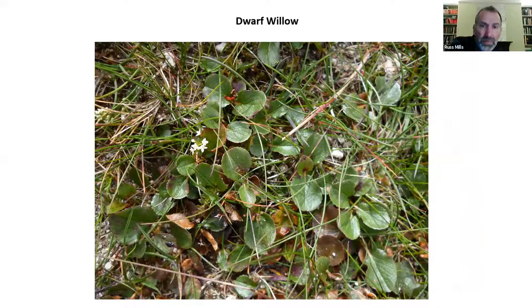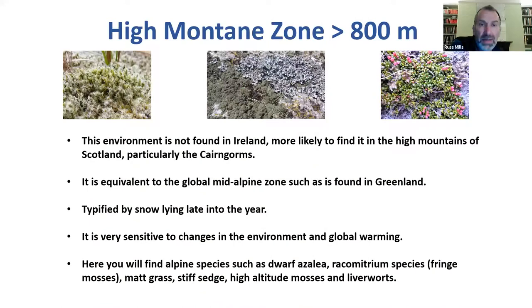Less common, but definitely there in this environment, is dwarf willow. This is a member of the willow family, so it's actually a tree, and it's ground hugging, very close to the ground to avoid the wind and desiccation from the wind. So you might find dwarf willow in this zone as well.